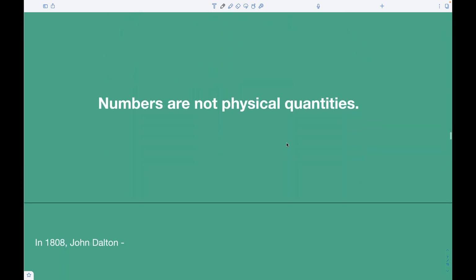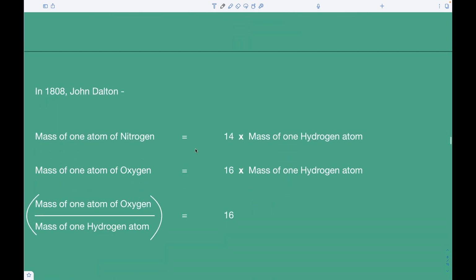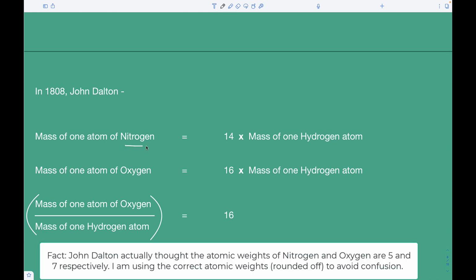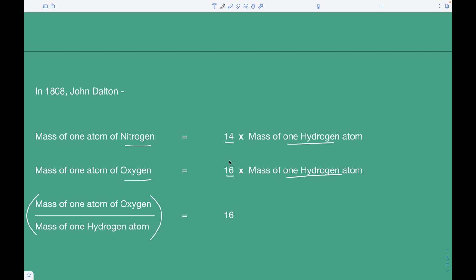In the year 1808, John Dalton figured out a way to compare masses of atoms of different elements with the mass of one hydrogen atom. And he found that one nitrogen atom is 14 times as heavy as one hydrogen atom, and an oxygen atom is 16 times as heavy as one hydrogen atom, and so on. Now, what does this number tell us? This number tells the number of times one atom of oxygen is heavier than one atom of hydrogen.